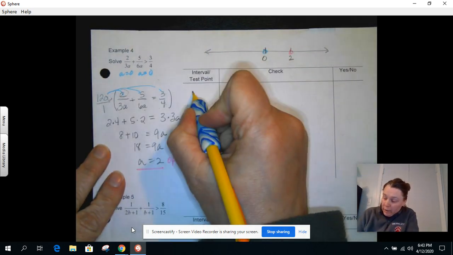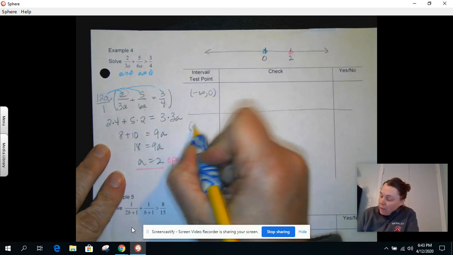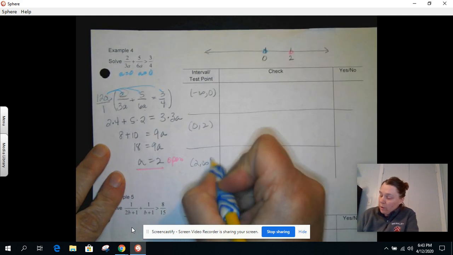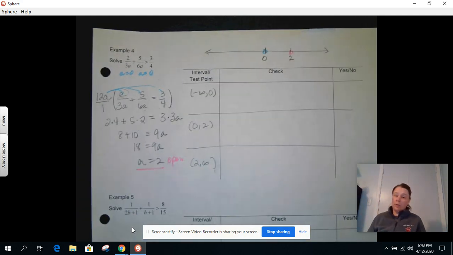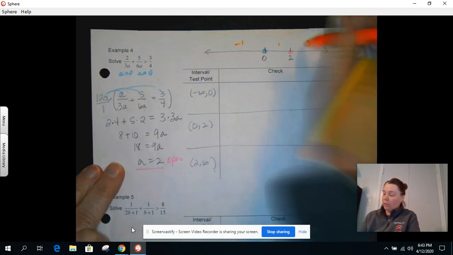So I only have 3 intervals to check. So negative infinity to 0. I'm going to leave a little bit more space this time. 0 to 2, and then 2 to infinity. And so again, I'm going to pick a number in each of those intervals. So maybe here I pick -1, here I could pick 1, here I could pick 3, and I'm going to plug them in.